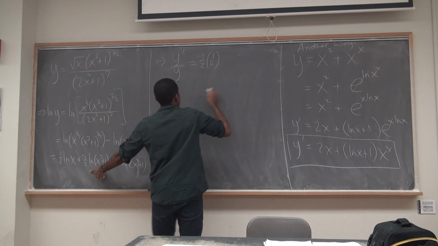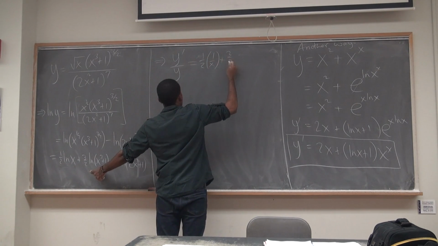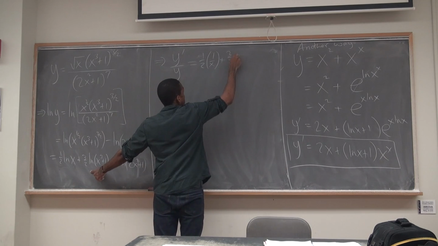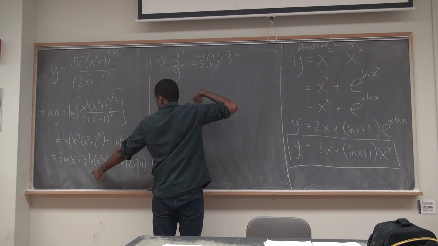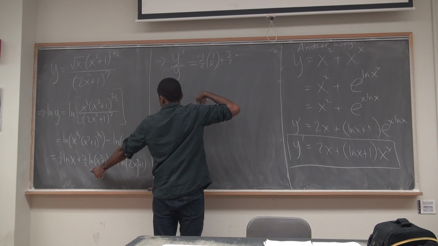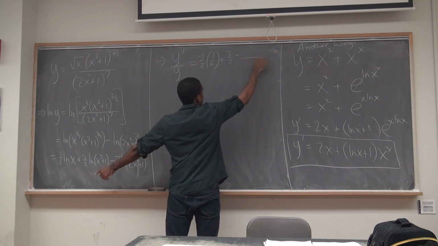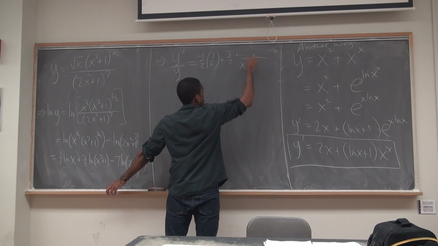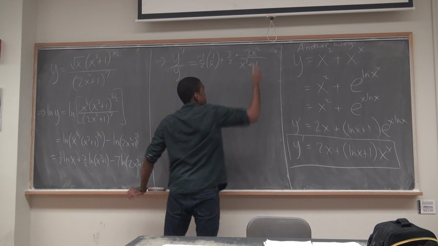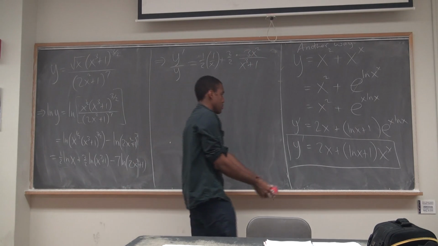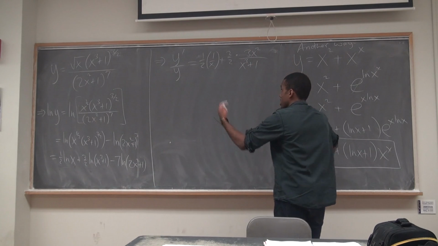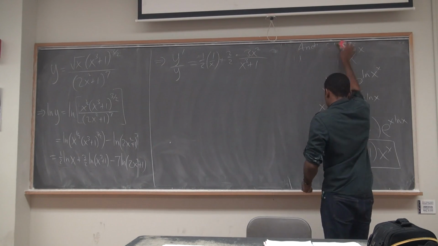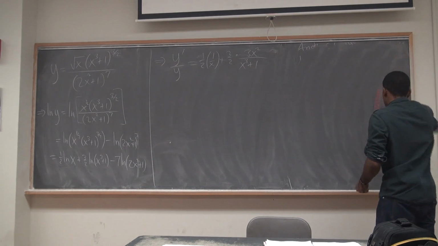Move on to the next one. You have 3 over 2 times. What's the derivative of ln of x cubed plus 1? You put the thing on the bottom, and you put its derivative on top. That's the derivative of ln, right? It's 1 over the thing times the derivative of the thing. By the chain rule.